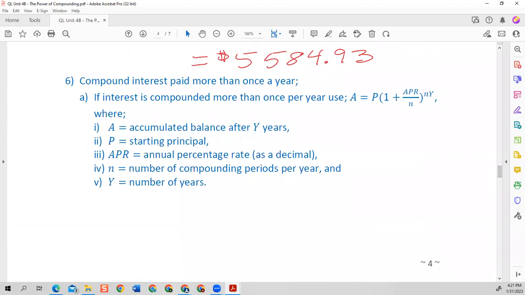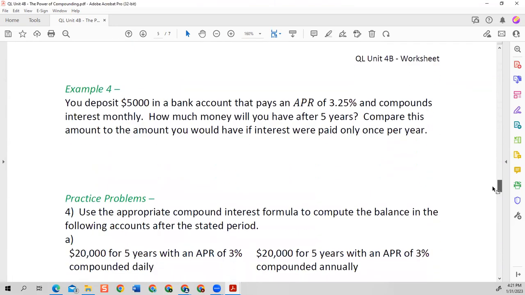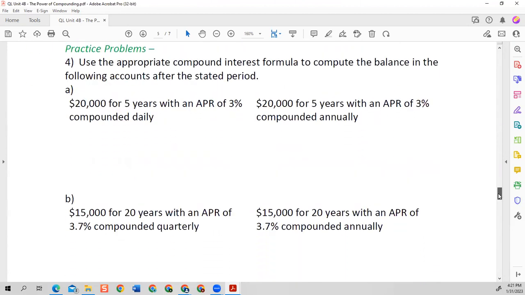So read this blue for a second. Take notes. I'm going to use it. This example here, we're going to talk about in our class discussion. Let's do this one. Use the appropriate compound interest formula to compute the balance in the following accounts after the stated period. So A says $20,000 for 5 years with an APR of 3% compounded daily.